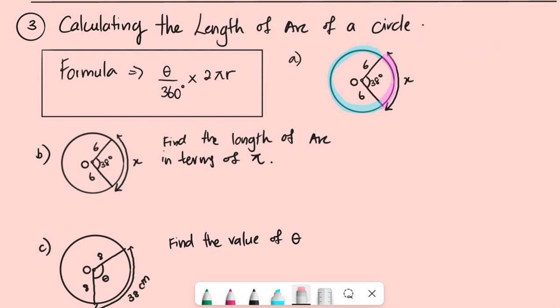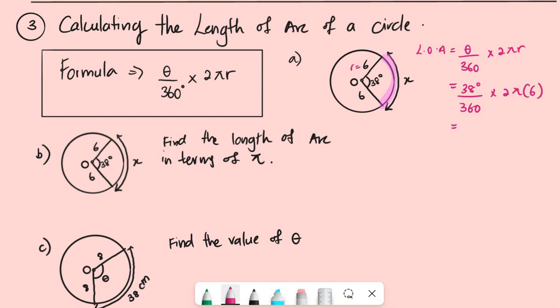Now let's go to our question. The question says find the length of arc for this, the x value. So how will I find the length of arc? I know that the length of arc equals theta divided by 360 times 2 pi r. Here my theta is already 38 degrees, over 360, times 2 pi, and the radius r is 6, so times 6.